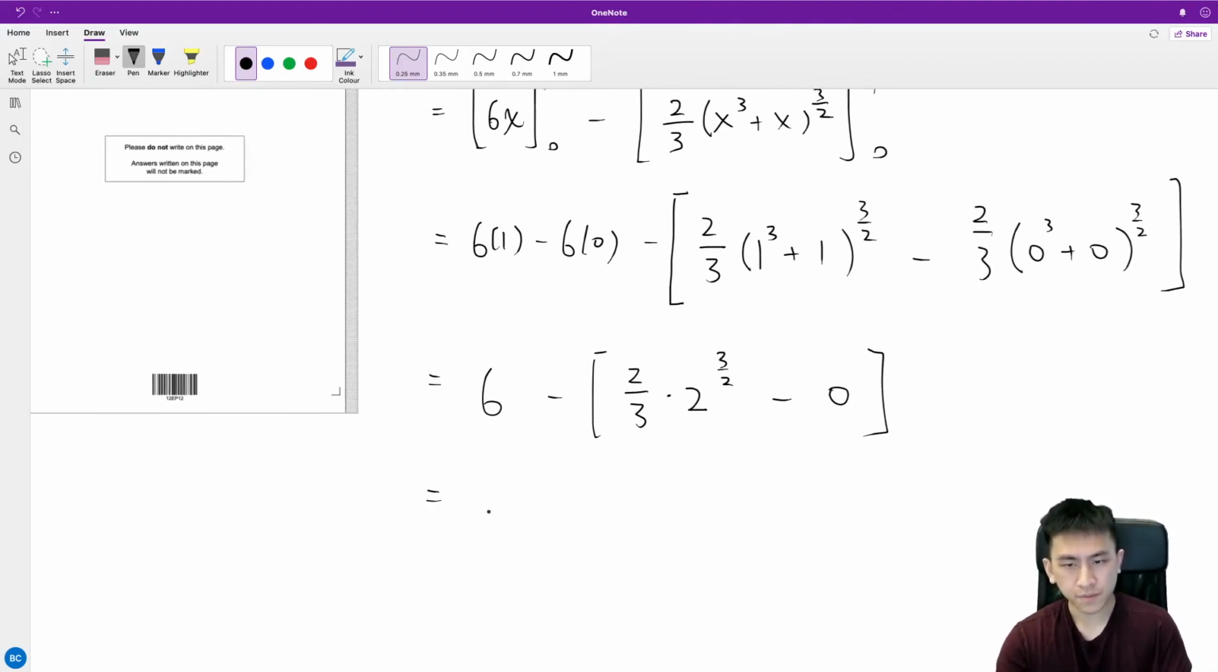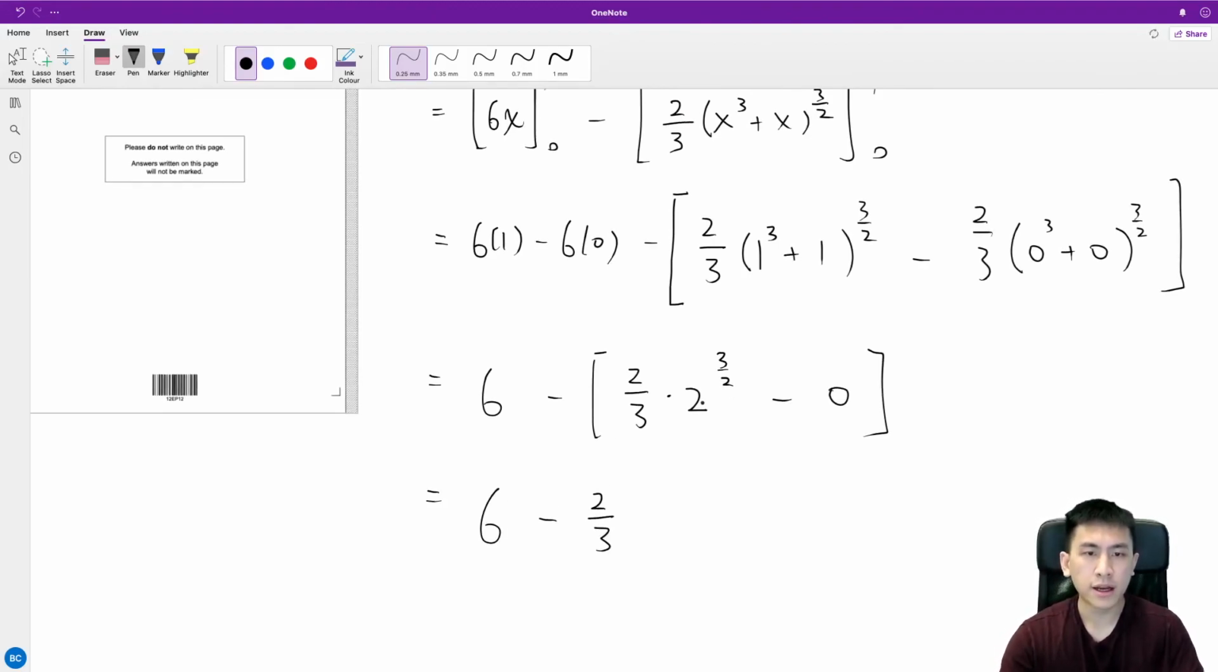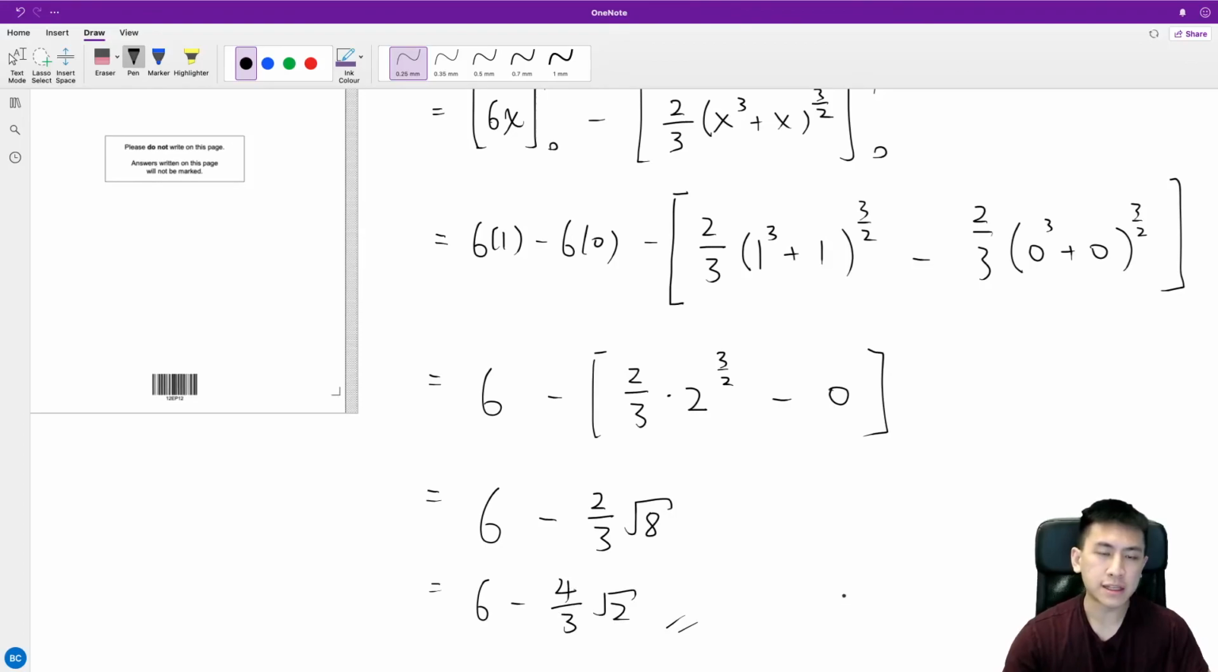Then therefore, again, 6 minus 2 out of 3. Now what is that thing? 2 to the power of 3 is 8, and then 8 to the power of half is just square root 8, right? But then of course, square root 8 could be written as 2 root 2. So it's 6 minus 4 over 3 root 2. And that's the answer.